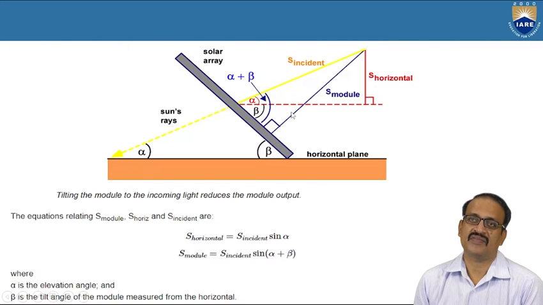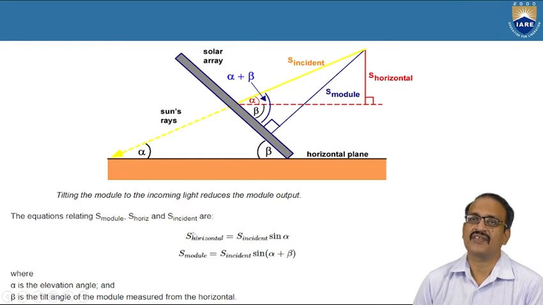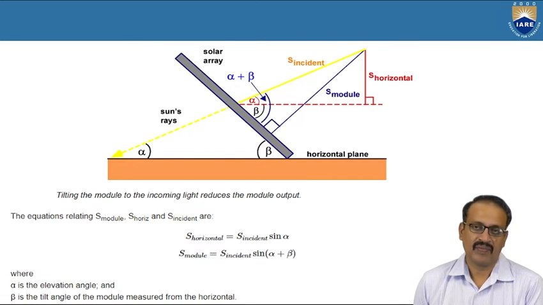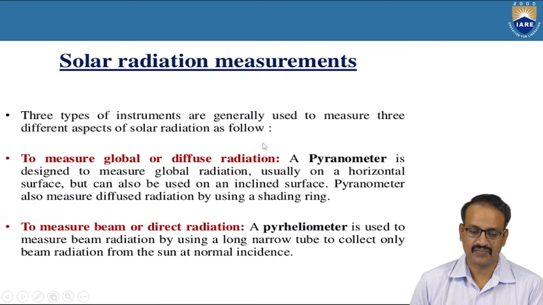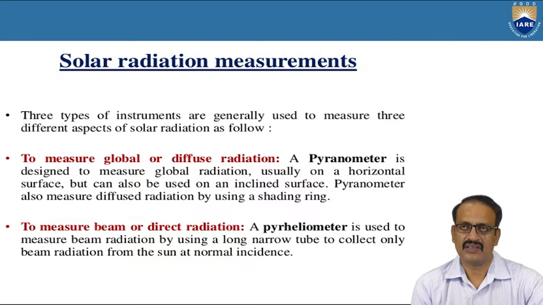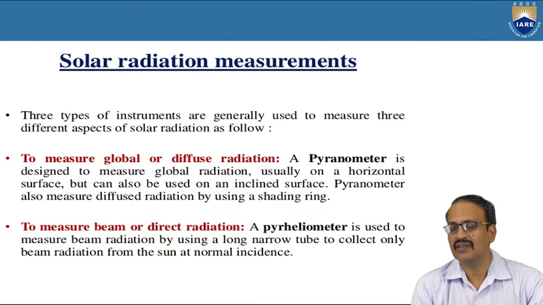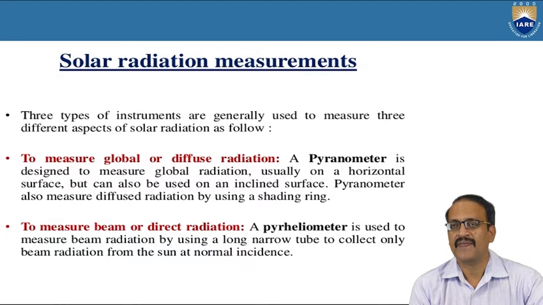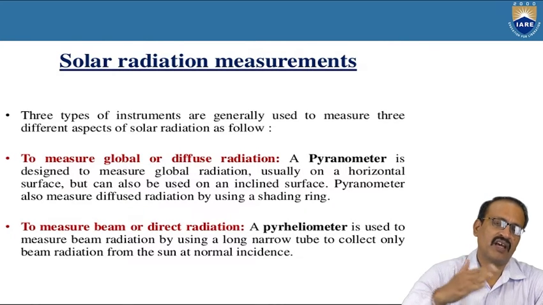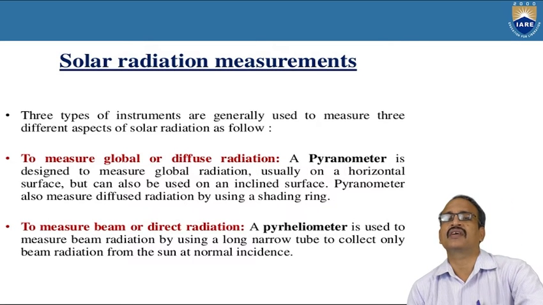How much tilt? So this is horizontal. What is the tilt angle? So this S horizontal will give the S incident into sine alpha. S module is the S incident into sine alpha plus beta. Including that, we have discussed azimuth angle, incident angle, and tilted surface. So it is always a tilted surface. Only at the time it is perpendicular, you will get the maximum.